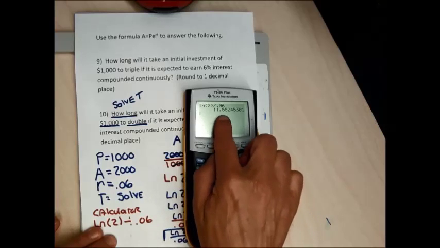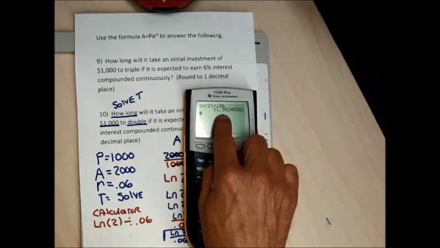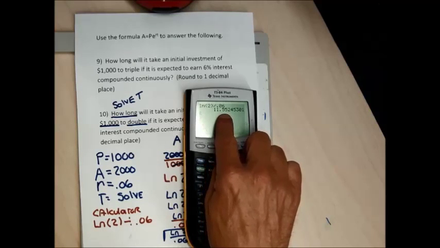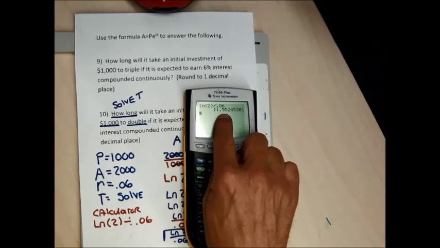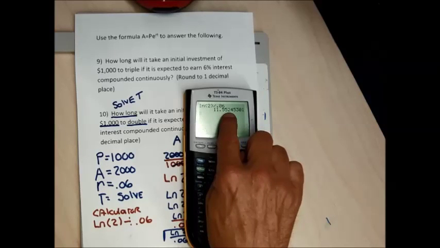And you get 11, it says round to 1 decimal place. The number in the first decimal place is a 5. It's either going to stay a 5 or round up to a 6. Because the number after it is 5 or bigger, I'm going to round it to 11.6 years.